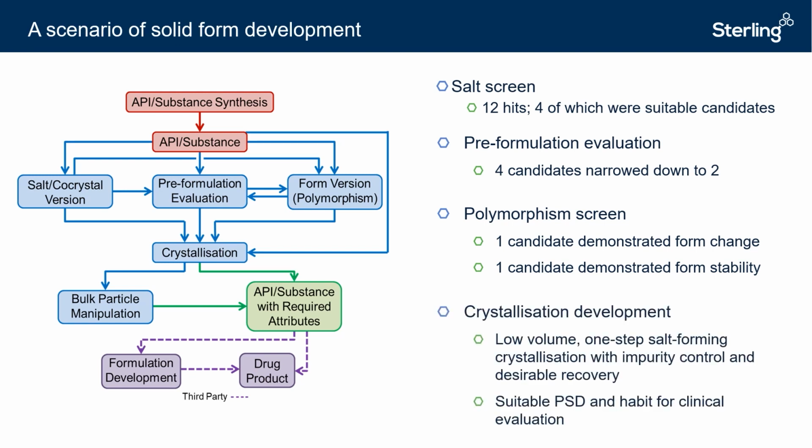Crystallization development of the selected salt candidate revealed a new polymorphic form. From these investigations, the crystallization process was reduced from a high-volume 2-step salt formation to a considerably more efficient, lower-volume 1-step salt formation that afforded the target API salt version with suitable recovery and purity.